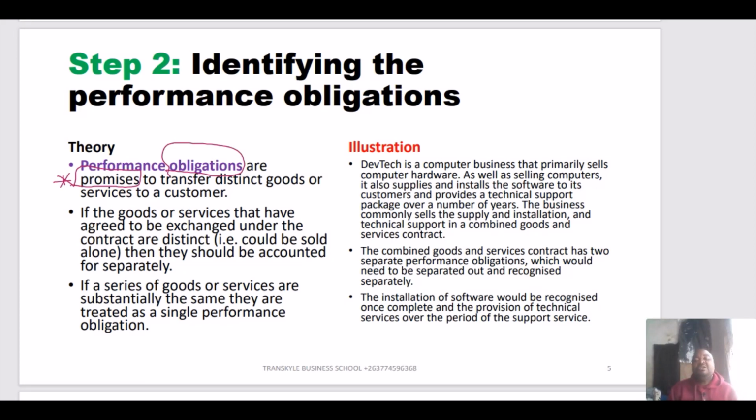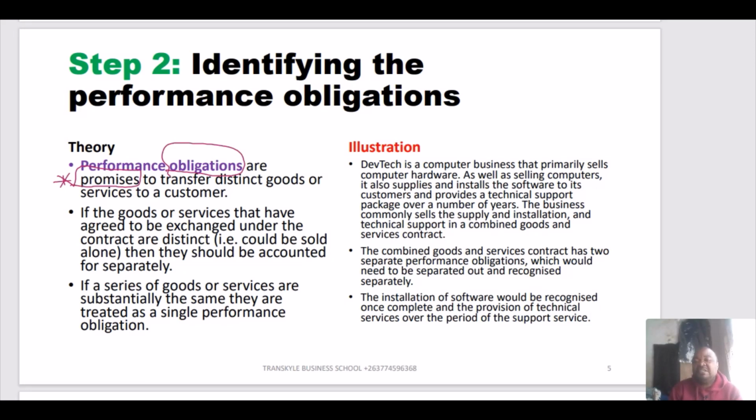Sometimes you discover you can't actually sell something alone. You just have to sell it in a bundle. So in that case, the transaction is going to be considered a single performance obligation, because technically you can't sell those items as standalone or distinct goods. They need to be bundled for them to be sold. All right, now let's look at that illustration.